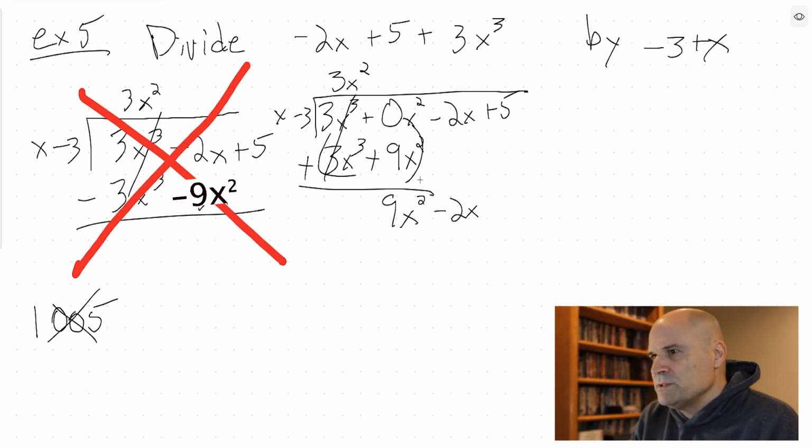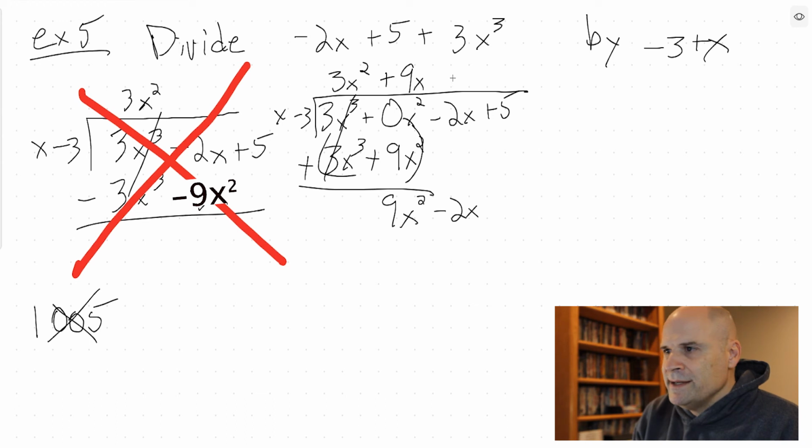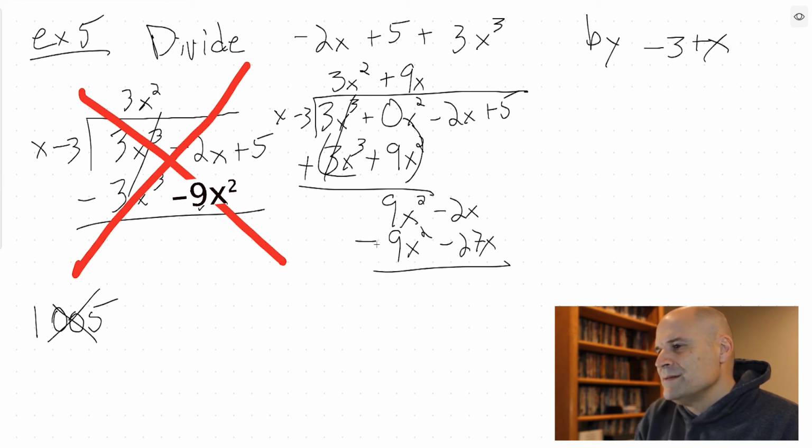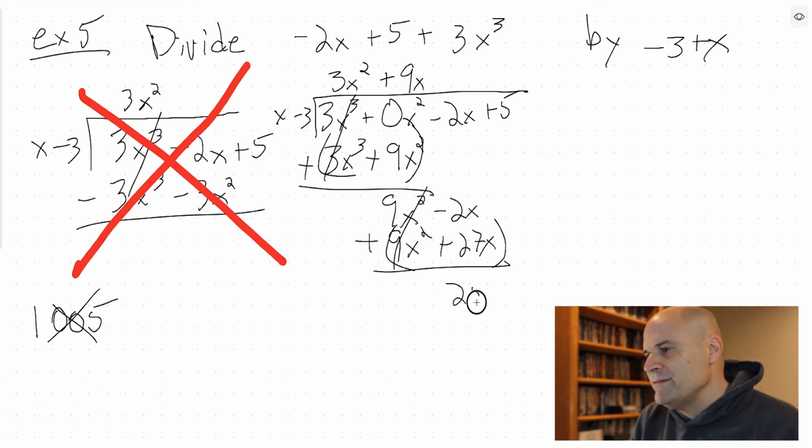Start again. 9x squared divided by x is just 9x. Multiply: 9x times x is 9x squared. 9x times -3, -27x. Subtract. Chicken scratch, really just the second term, so plus positive 27x. -2x fights against a positive 27x to get a positive 25x. Bring down the next term.